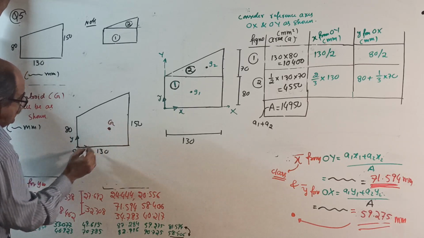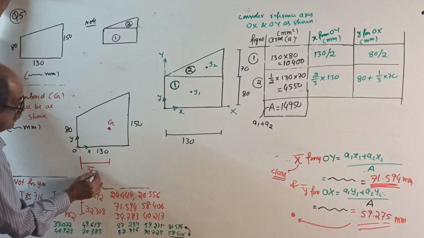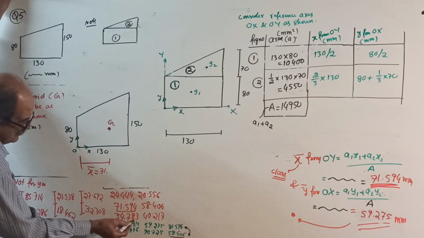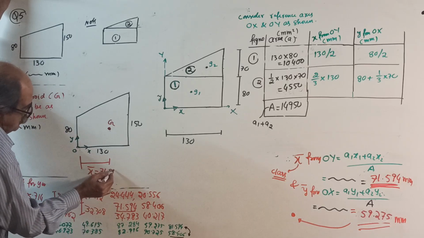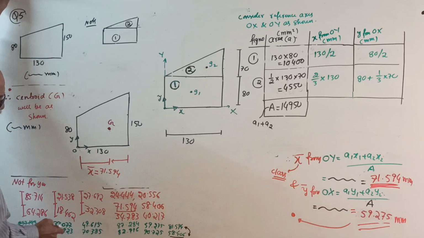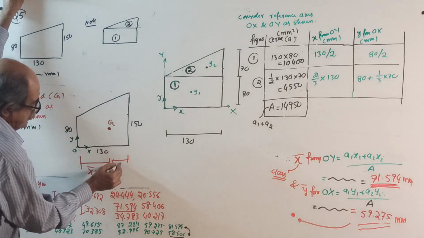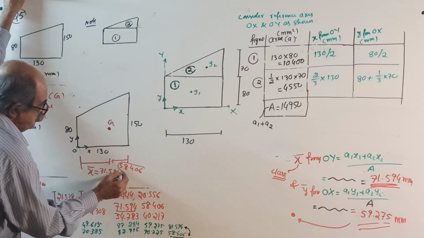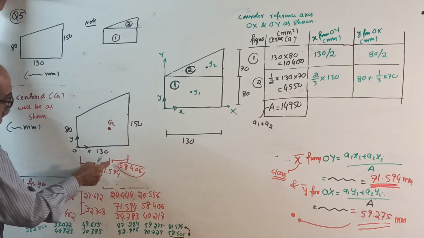This is centroid G. From here to here is your x bar, whatever you got, 71.594. See, yesterday's answer is still there. From the other side, 71.594 means from 130 subtract it, and you get 58.406. Round off. You calculate it by subtracting this distance from 130.